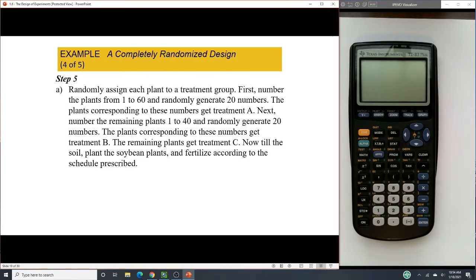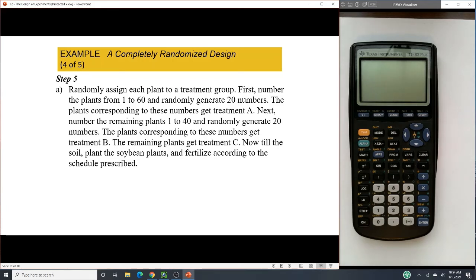Step 5 here, we're going to randomly assign each plant to a treatment group. So we're going to number all of our plants and generate 20 numbers out of it. So we'll be using a computer here probably to do this. And so those first 20 numbers that get generated, we're going to put in treatment A.